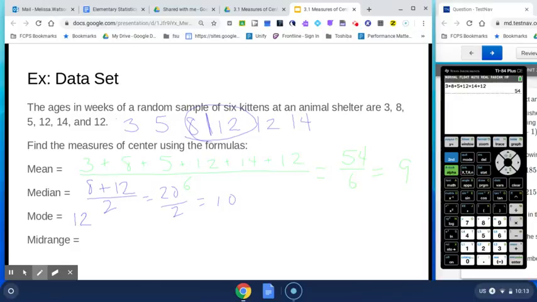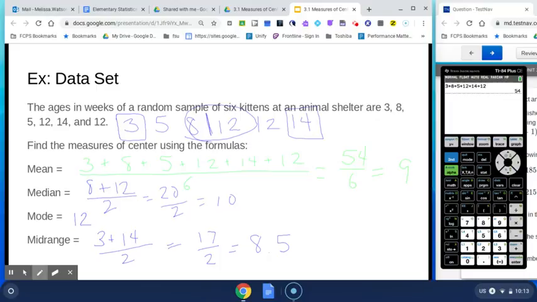All right, the last measure of center is the midrange. The lowest number, or the minimum, is 3, and the maximum number, the highest number, is 14. So we're going to average these 2 numbers together. Add them up and divide by 2. So we get 17 divided by 2, which is 8.5. So the midrange for this data set is 8.5.